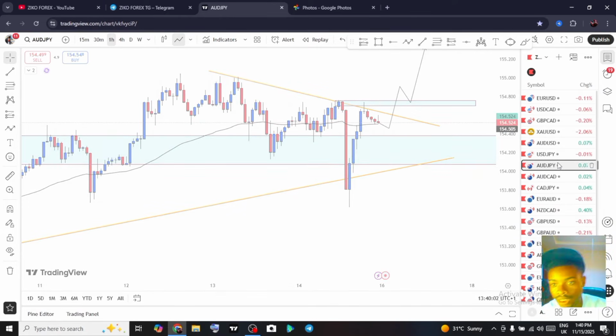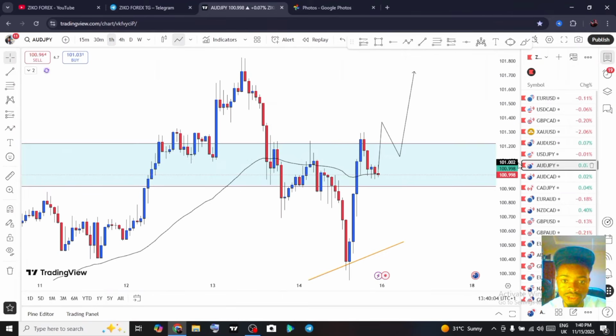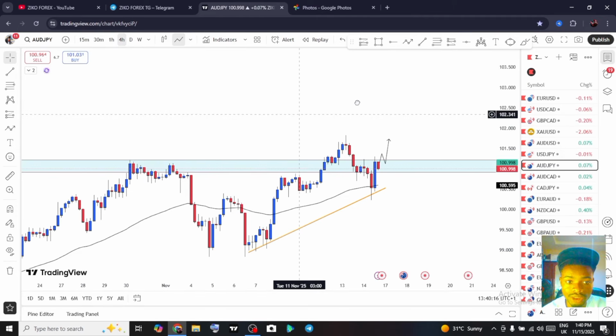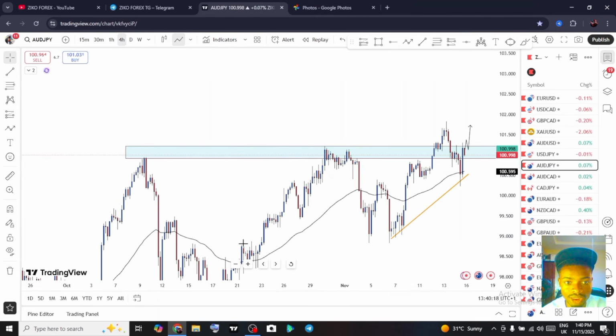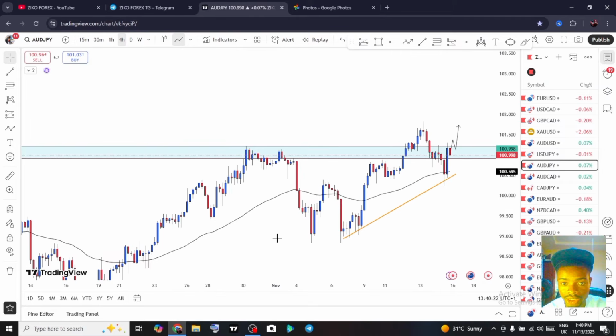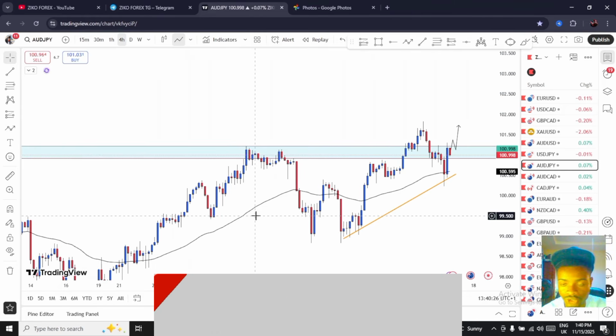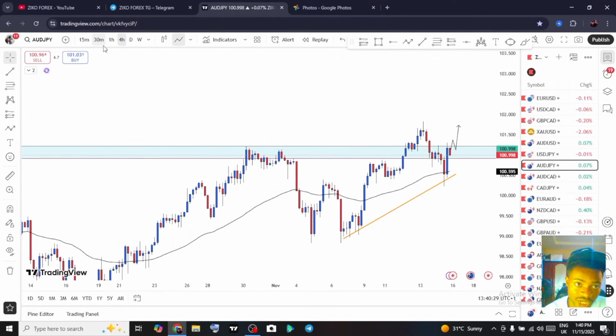Another pair I'm looking at is AUD JPY. So I'm deciding to add this pair for this new week. AUD JPY is also currently bullish, and we are using the 4-hour area of interest on this one. This is the area of interest we are using on this one. This area of interest has only acted as resistance before. That's one thing you need to just be aware of.